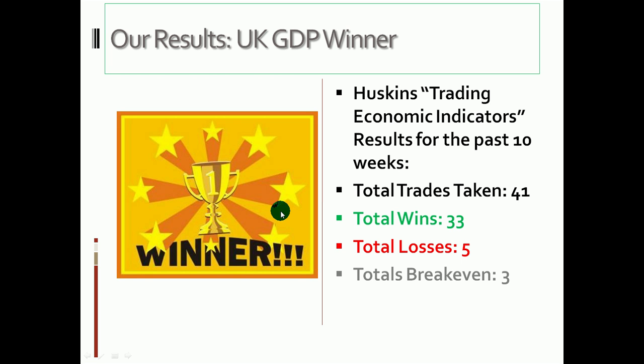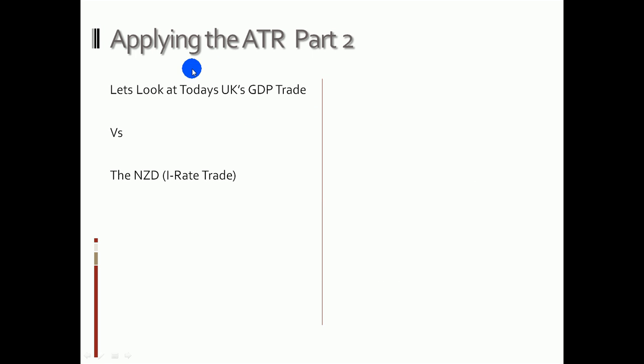Now let me share with you how one would go about trading this UK GDP, and I'll help you do that through my exhibition of the ATR. How do I use the average true range for the day? This is part two of this presentation. We had part one yesterday wherein we used the daily period ATR. Now we're going to use a different period ATR to target our stops and our take profits.